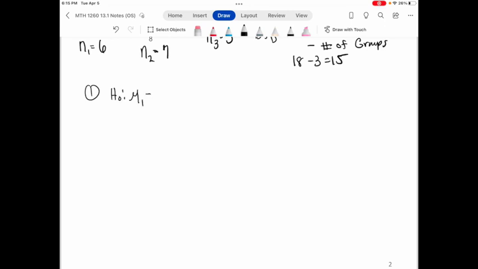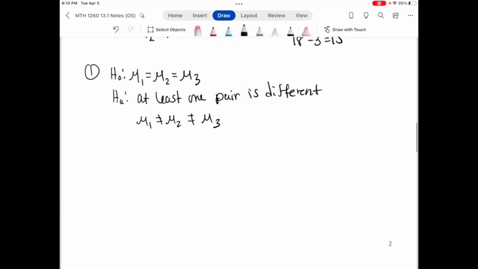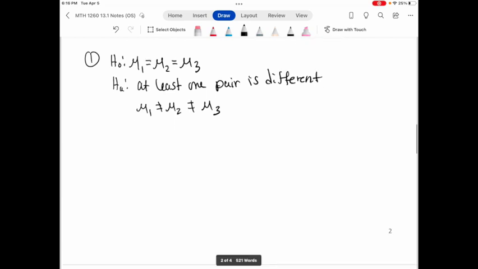Okay, so to set up our hypotheses, because this is an ANOVA and we have 3 groups, our null hypothesis is going to be mu1 is equal to mu2 is equal to mu3. So we have 3 means that we're comparing because we have 3 groups. Then we have the alternative hypothesis. We want to show that at least one pair is different. Another way you can write that is that mu1 doesn't equal mu2, which doesn't equal mu3. So either one is fine by me. You can write it either way.